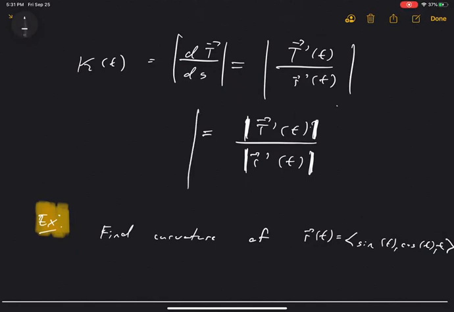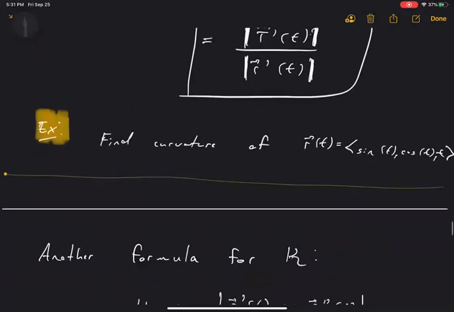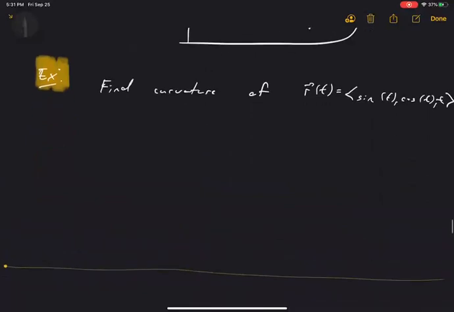So this is what you need to know for curvature. Then there's going to be a couple more formulas for curvature. So let's see an example real quick. Let's find the curvature of r of t equals sine of t, cosine of t, t.